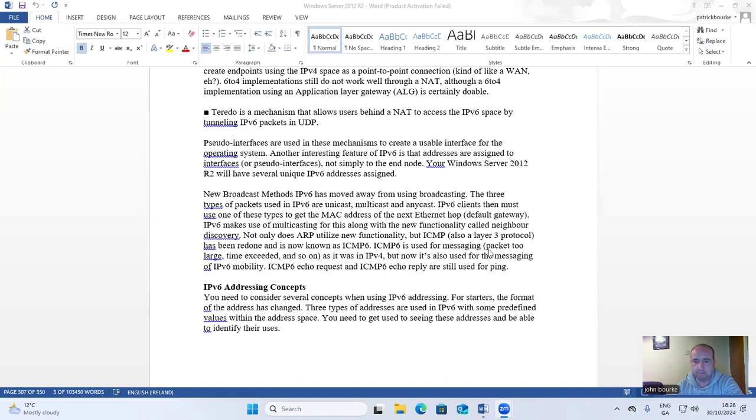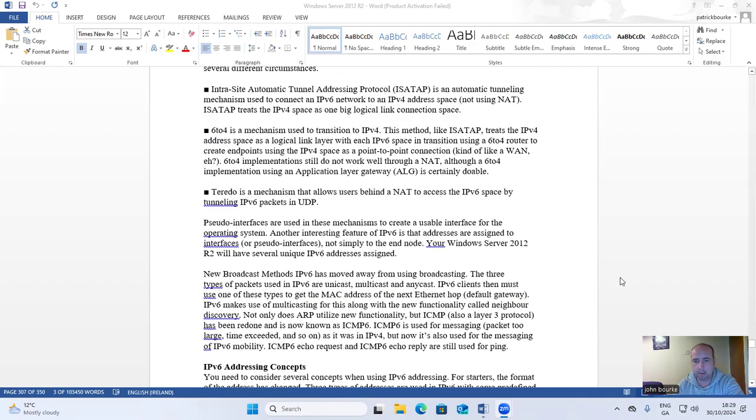ICMPv6 is used for messaging, packet too large, time exceeded, and so on, as it was in IPv4, but now it's also used for the messaging of IPv6 mobility. ICMPv6 echo request and ICMPv6 echo reply are still used for ping.